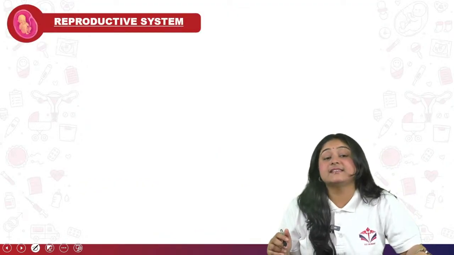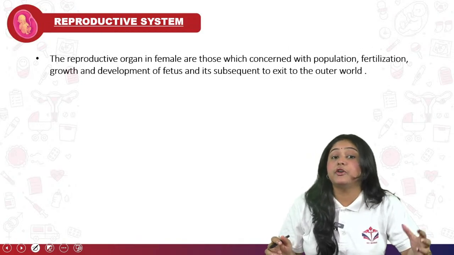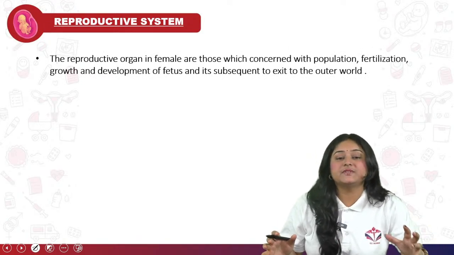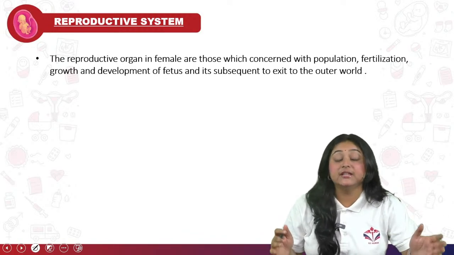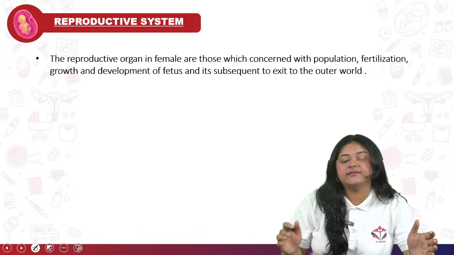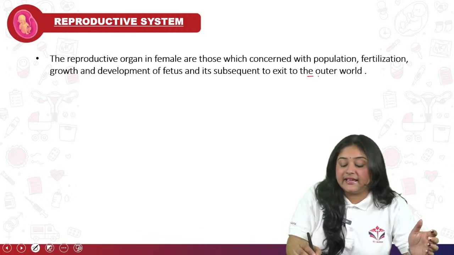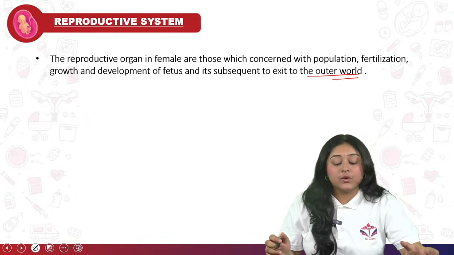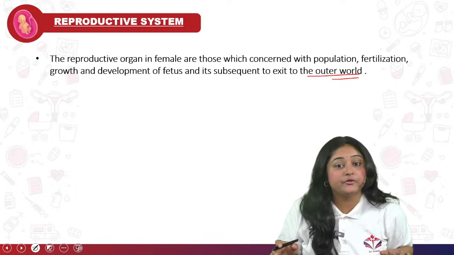So first is the reproductive system. What do you mean by the reproductive system for the female? The reproductive system of the female is connected with population, fertilization, growth and development of the fetus, as well as its subsequent exit to the outer world. So all this process belongs under the reproductive system of the female body.